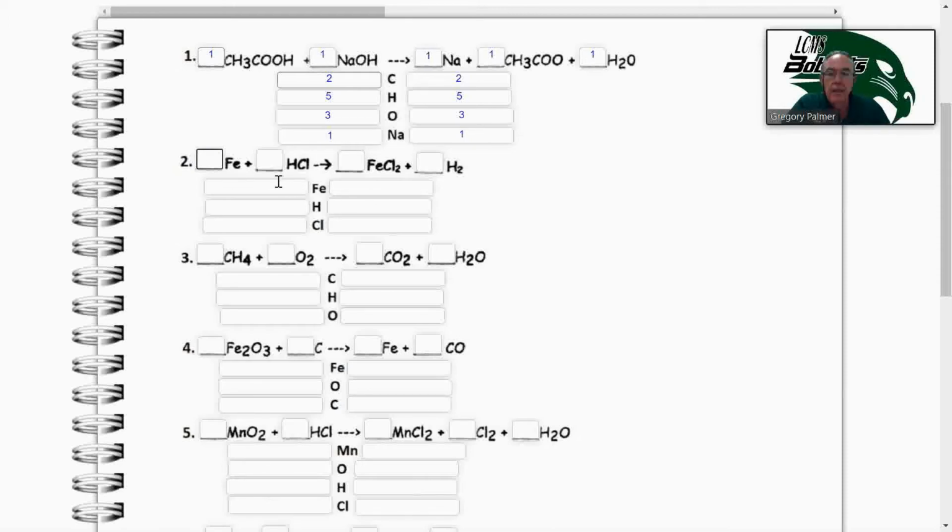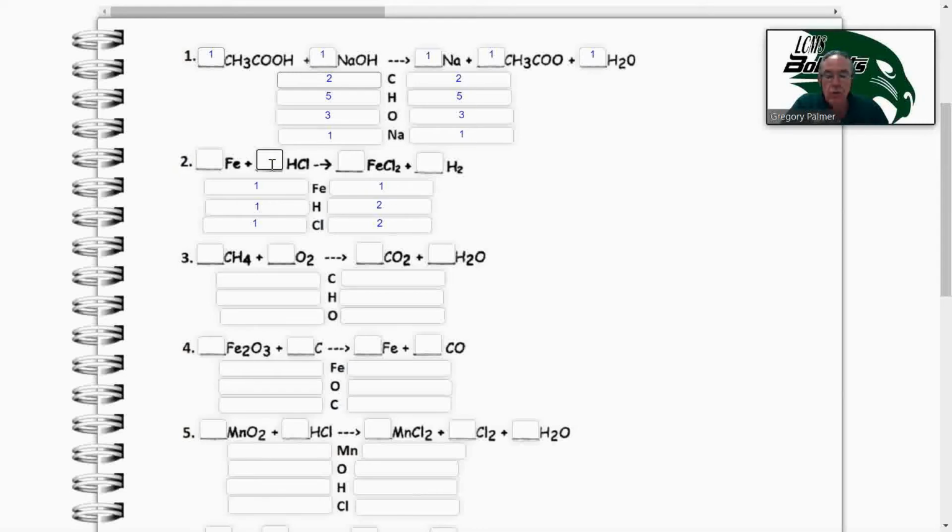Okay, so we see that there's 1 iron, and then in the formula HCl there's 1 hydrogen and 1 chlorine. And then in this formula, FeCl2, there's 1 iron and 2 chlorines. And then in the H2, there's 2 hydrogens. So I look to see what's out of balance. The irons look like they're in balance. There's not enough hydrogen and chlorine over here on the reactant side. There's twice as much coming out on the product side.